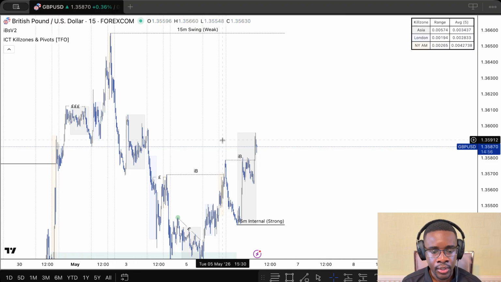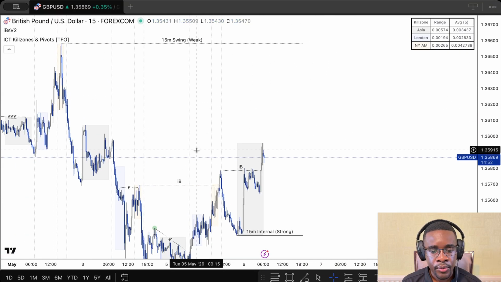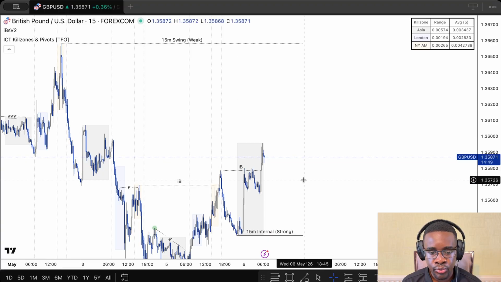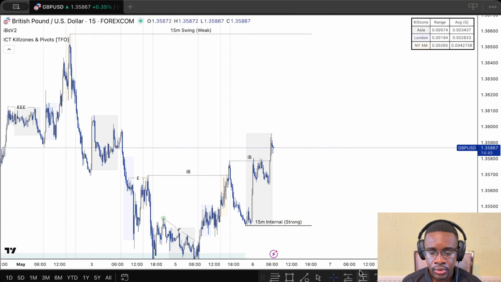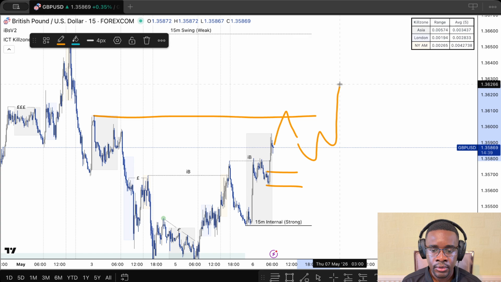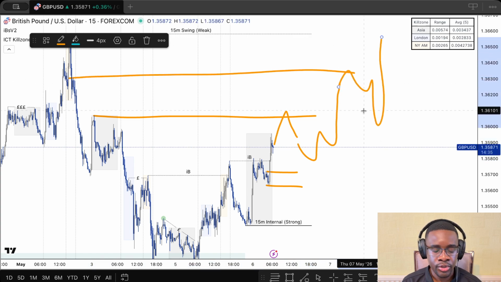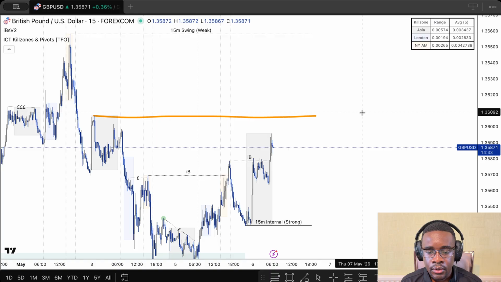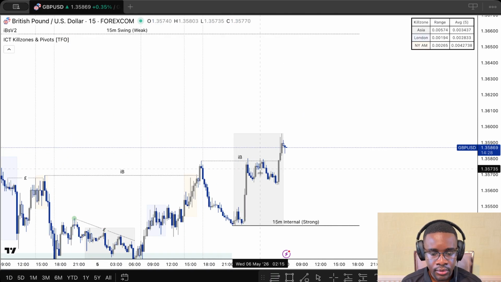So expectation now is that price will continue until it takes out the week swing high. So all of these areas will be reaction points. We expect them to be reaction points, for price to come in, mitigate these areas, and then continue again. Maybe sweep that, have a reaction, and then continue again. So this is what I'm looking at.